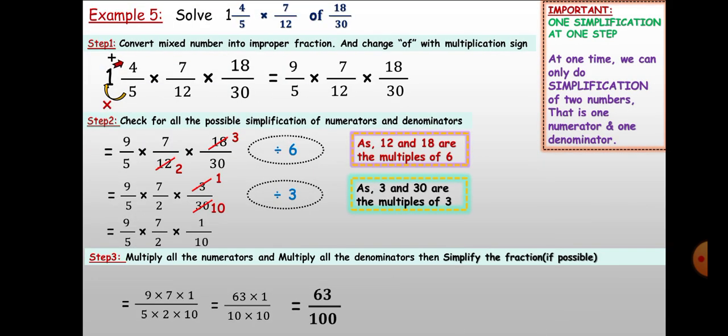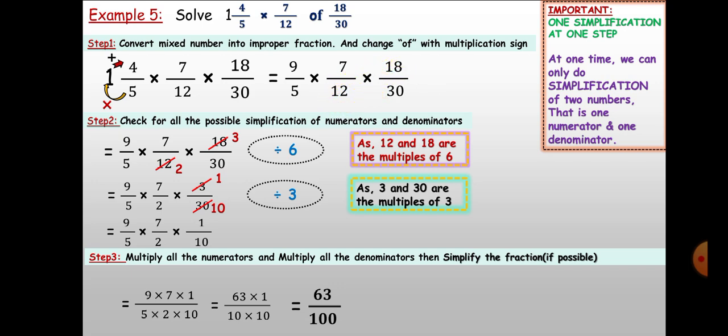Then you have to solve 1 whole 4 over 5 multiplied by 7 over 12 of 18 over 30. So first of all, you have to convert the mixed number into an improper fraction, and you have to change "of" into multiplication signs. 1 multiplied by 5 equals 5, and plus 4 equals 9. So I'm going to have 9 over 5. Then 7 over 12 is going to remain the same. 18 over 30 is going to remain the same, and this "of" would be changed into a multiplication sign.